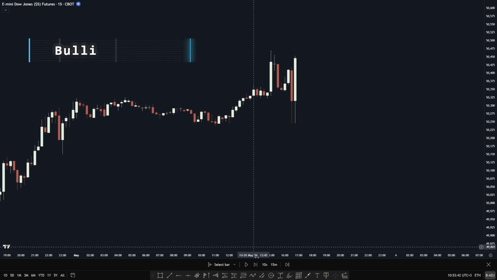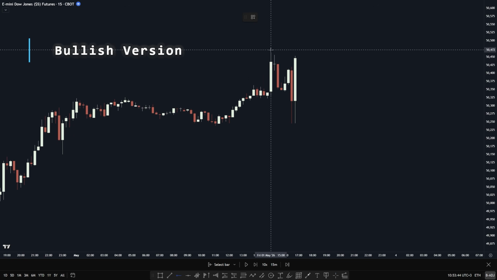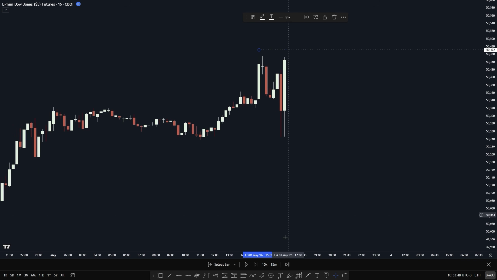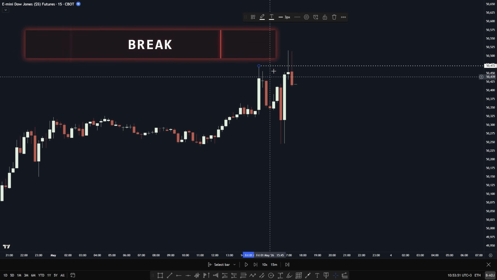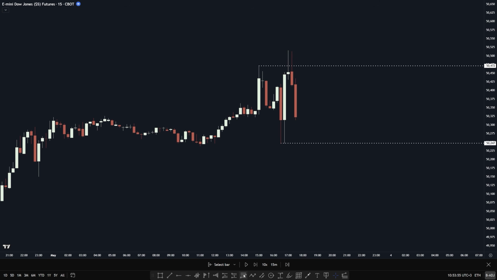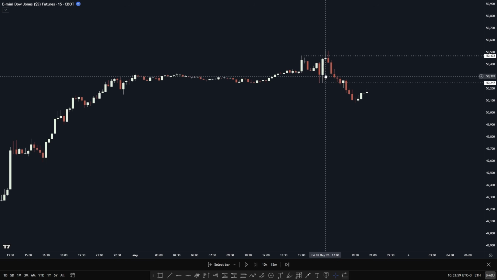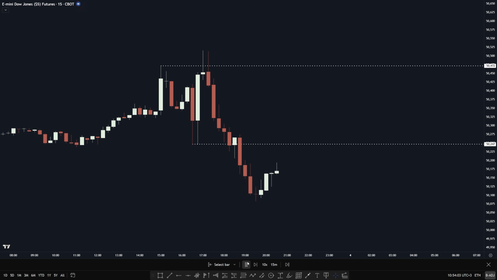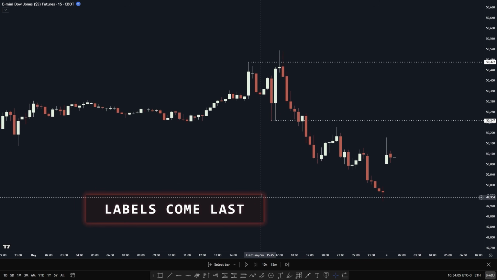The bullish version tricks traders from the other side. Price makes higher highs and higher lows. Then price sweeps above an obvious high and traps breakout buyers. If price then breaks below the last higher low, the old buyer-controlled structure is damaged. That is a possible shift lower. The labels come after the chart makes sense.